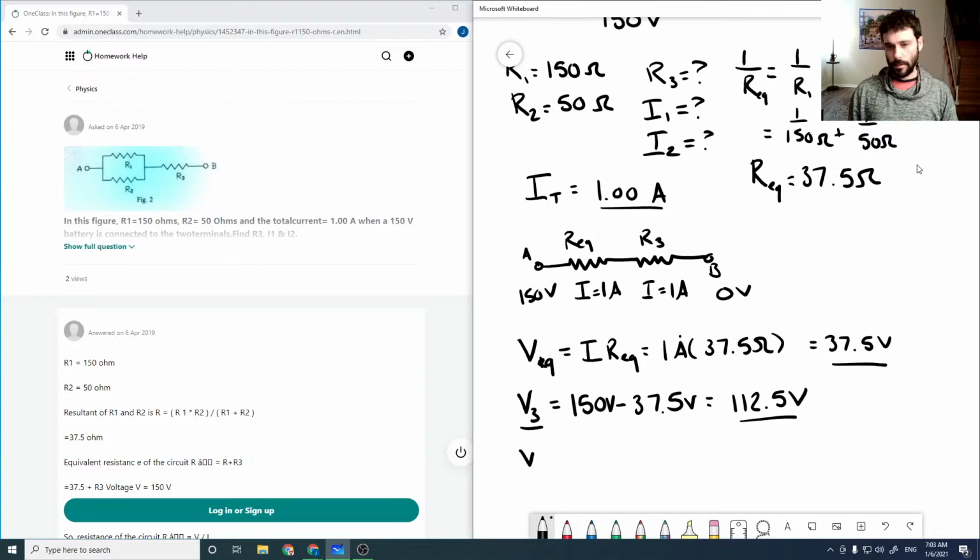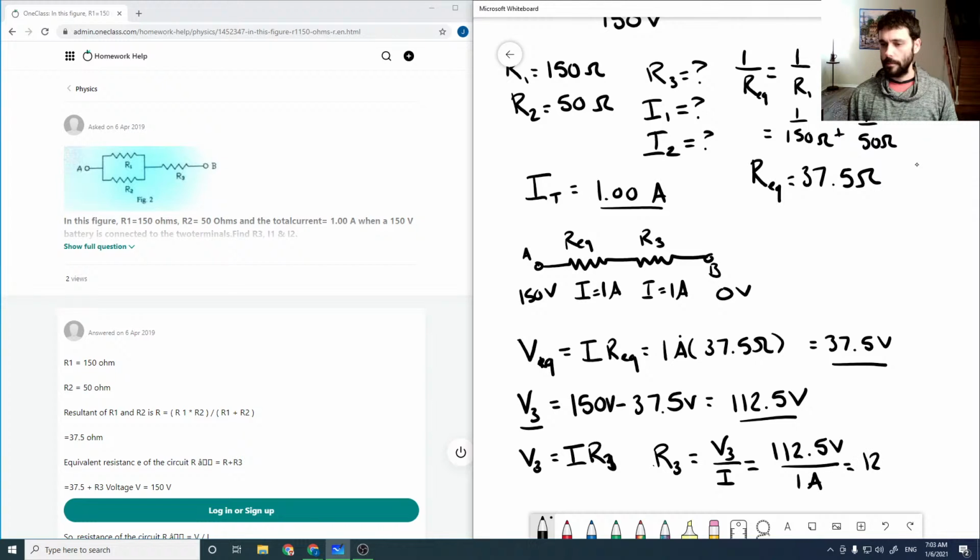And so now we can say through Ohm's law that our R3 is our V3 over our I, which is 112.5 volts over 1 amp, which is 112.5 ohms. Okay, so there's our R3.